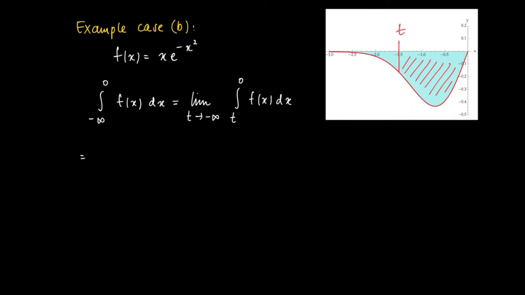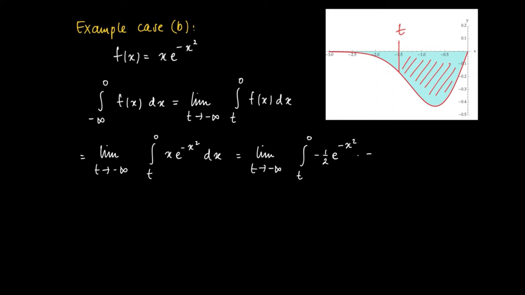Well, let's try to find it. Well, we know f, so we substitute f, which is an expression in x. So we get the limit for t to minus infinity of the integral t to 0 of x times e to the power minus x squared dx. And the integrals from t to 0 are all definite integrals, so we may apply our usual techniques, and the technique that we're going to use here is called substitution. Well, I try to substitute u equals minus x squared, so we bring the integral in the standard form. Yes, so that u equals minus x squared and du equals minus 2x dx. So this is the substitution that we will use here.